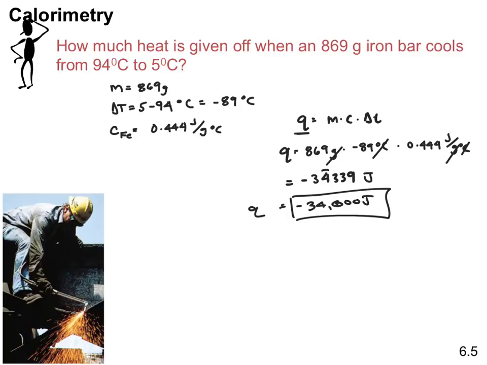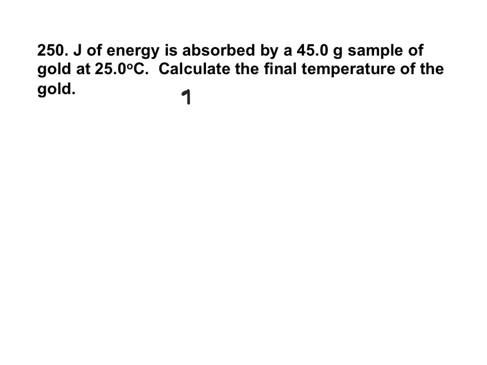Now remember again, guys, there's no such thing as a negative Q value. The negative sign here for this Q is telling you the directionality of the heat flow with respect to the system. Okay, so 34,000 joules are being released, but there is no such thing as a negative value of the heat energy.